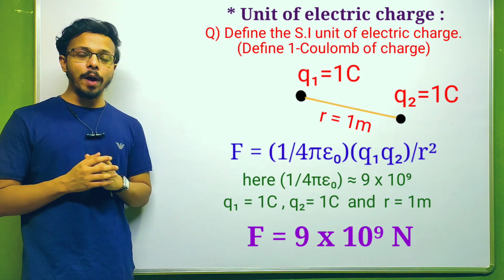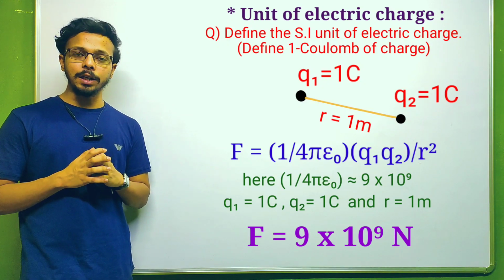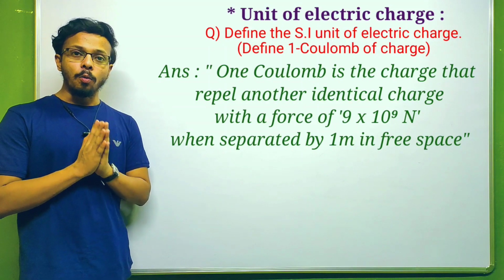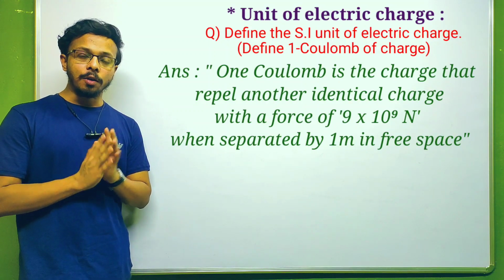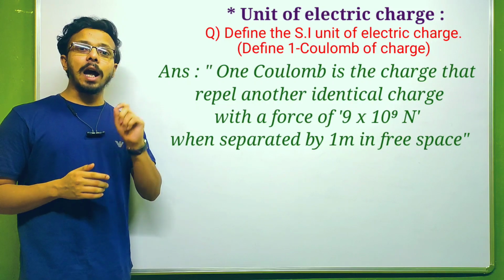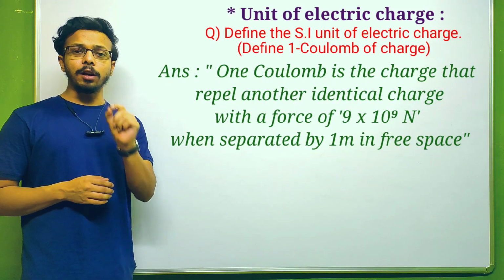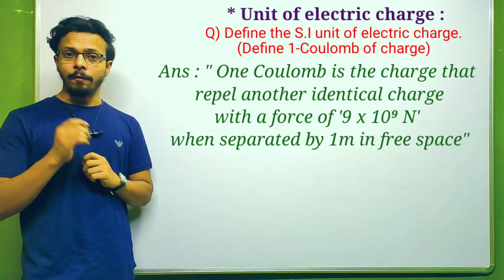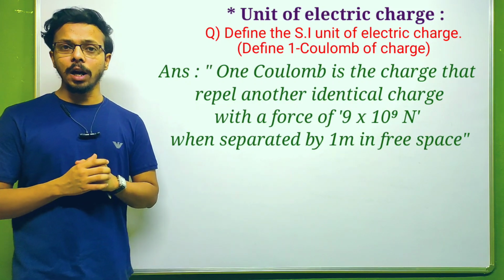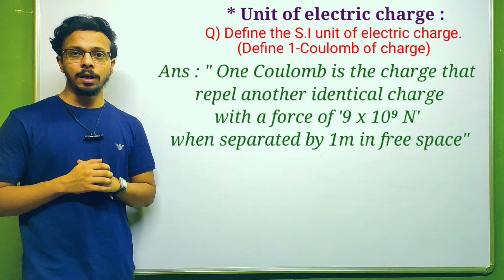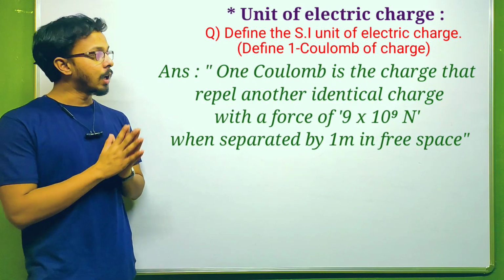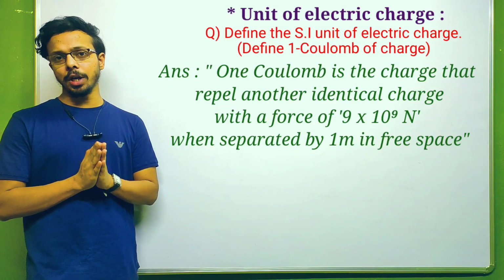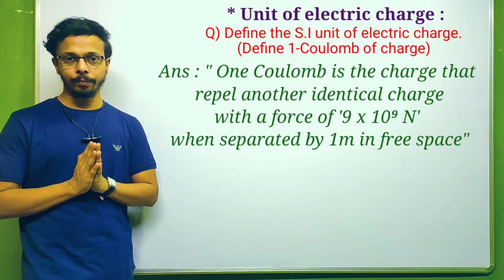Now how can we define 1 coulomb of charge? We can define it as follows: 1 coulomb is the charge which repels another identical charge with a force of 9 into 10 to the power 9 Newton when they are placed 1 meter apart in free space. In this way we can define 1 coulomb, the SI unit of electric charge.